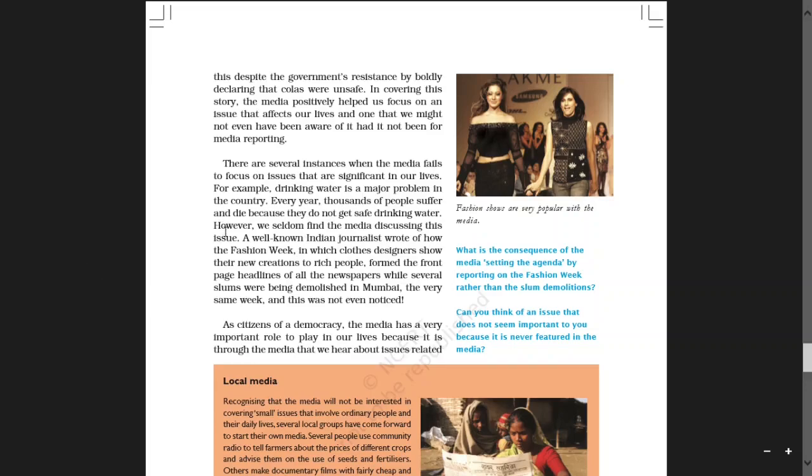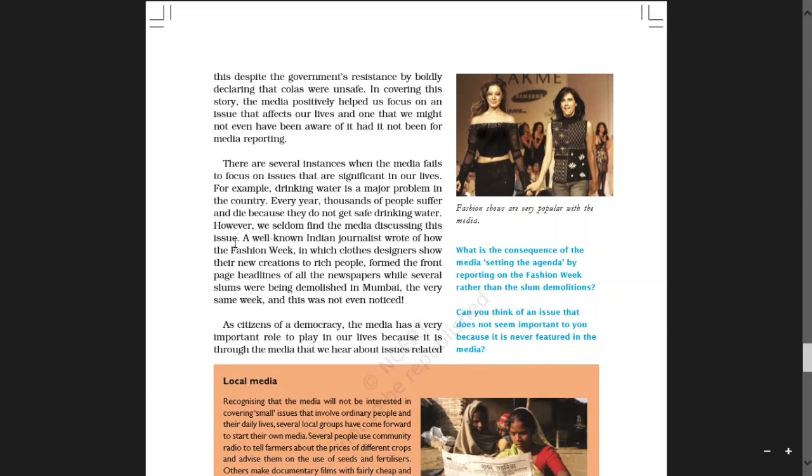So, boys, as an example, drinking water is a great problem for our India. Every year, thousands of people suffer and die because they do not get pure or safe drinking water. However, we seldom find the media discussing this issue.